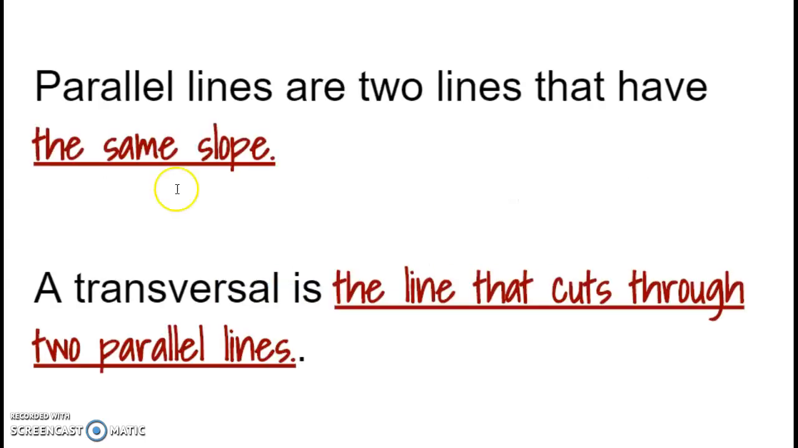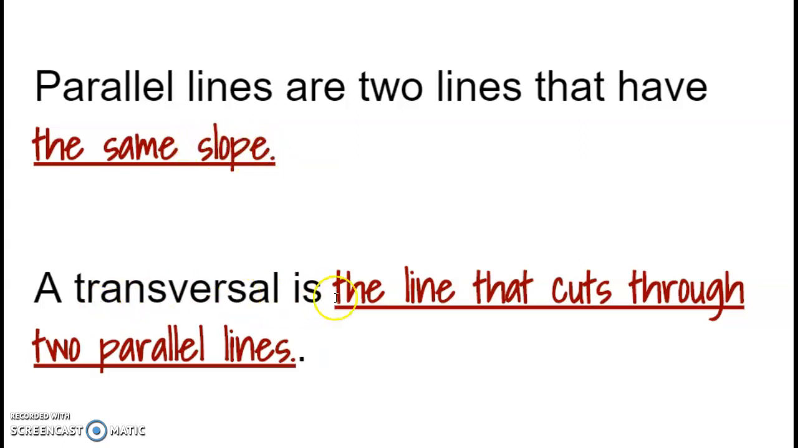Parallel lines. When you're looking at the equation of a line, parallel lines are two lines that have the same slope. Remember, slope in the equation y equals mx plus b. Slope is the m. So you can tell whether or not two lines are parallel just by looking at the equation, by looking at whether or not they have the same slope.